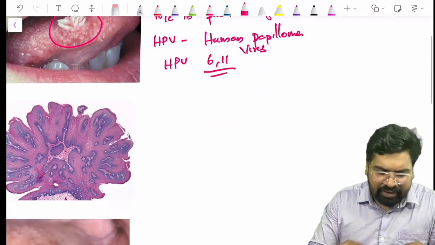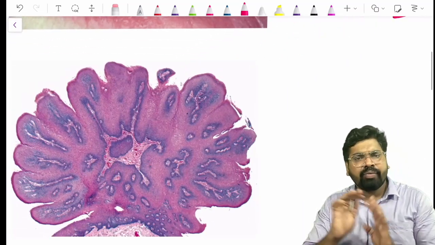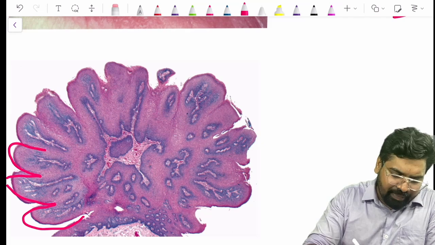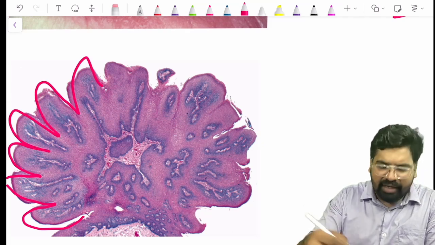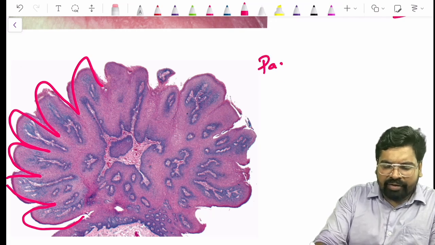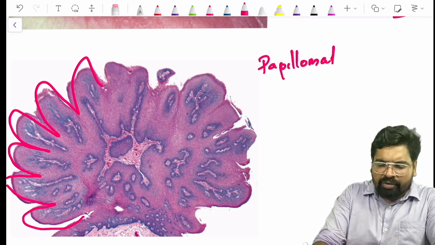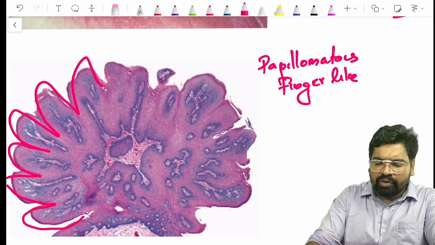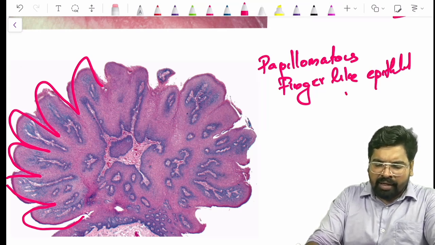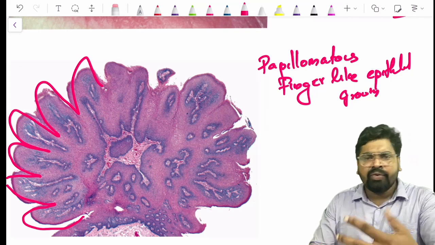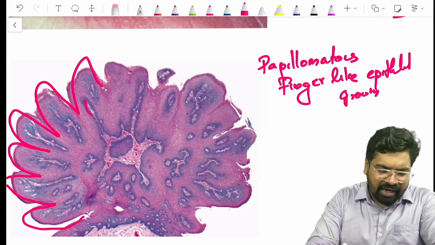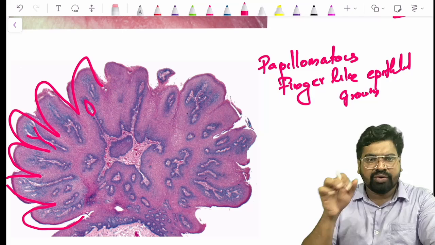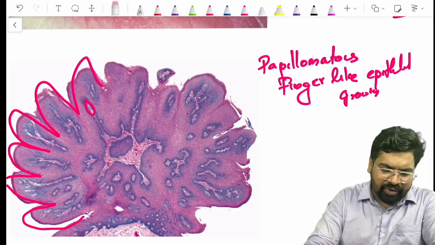Now if you take the histology, this is the histological picture. Don't be afraid of seeing all these things. We have cut it and you can see finger-like projections. These are the papillomatous projections, finger-like epithelial growth. You can see this epithelial growth has a central connective tissue core. In the center you have the connective tissue core. I will draw it with a different color.